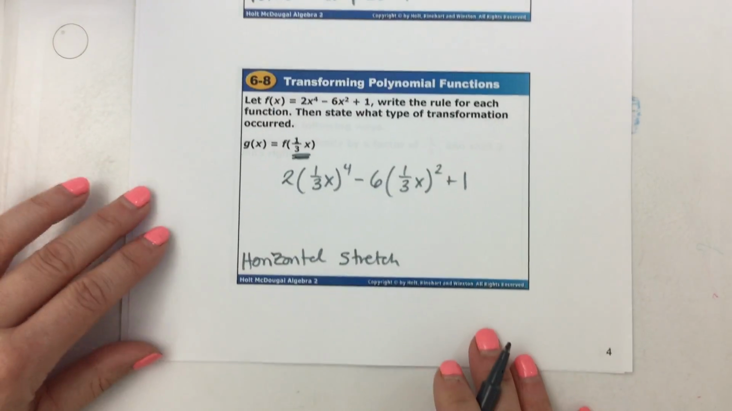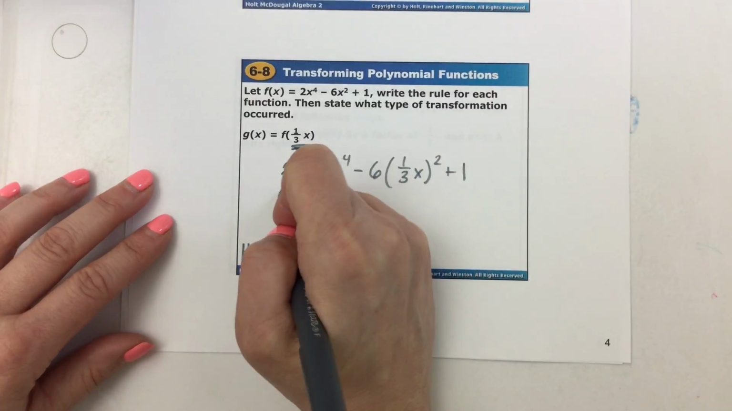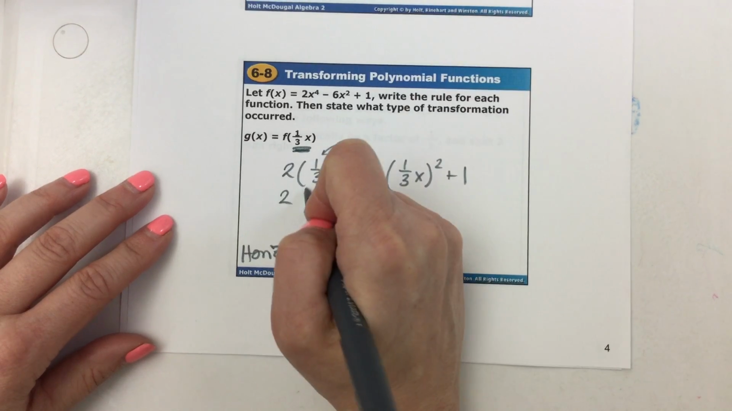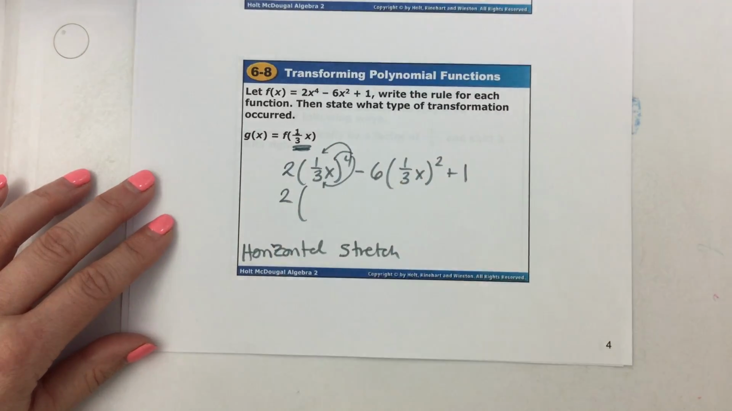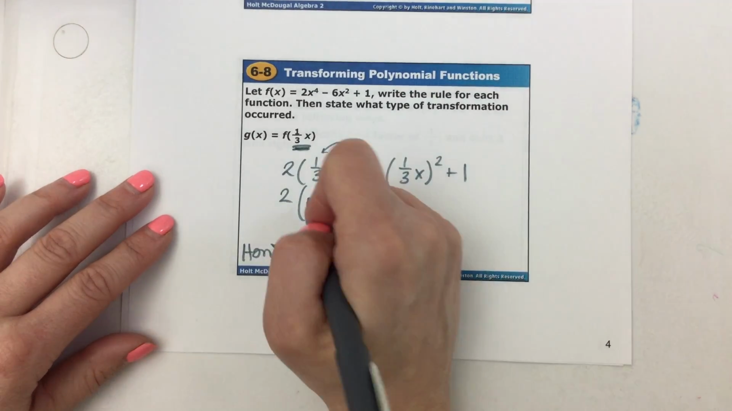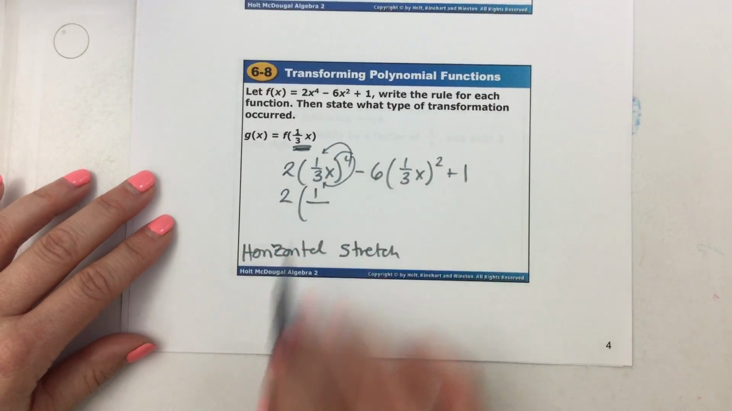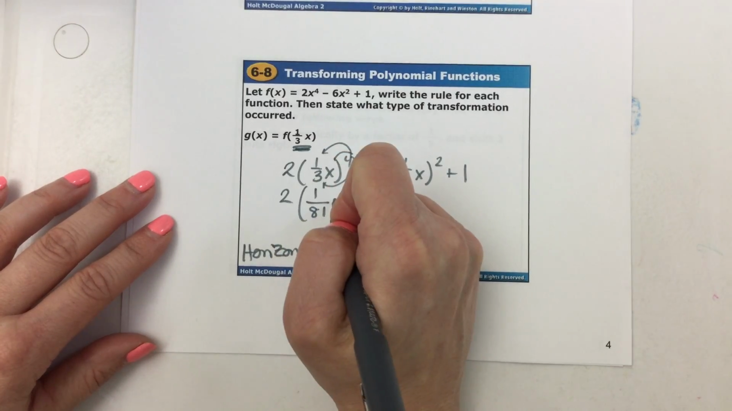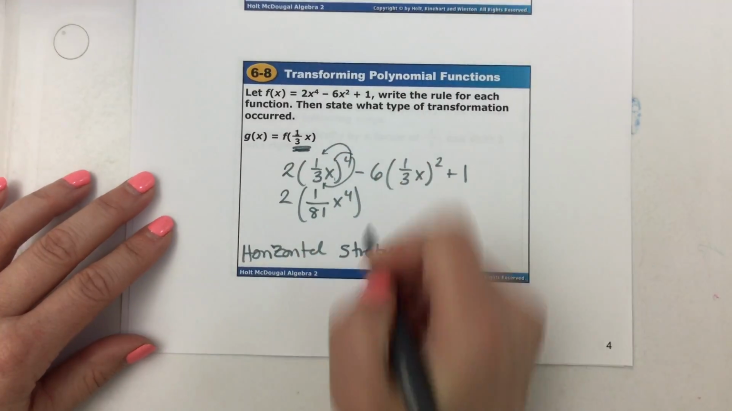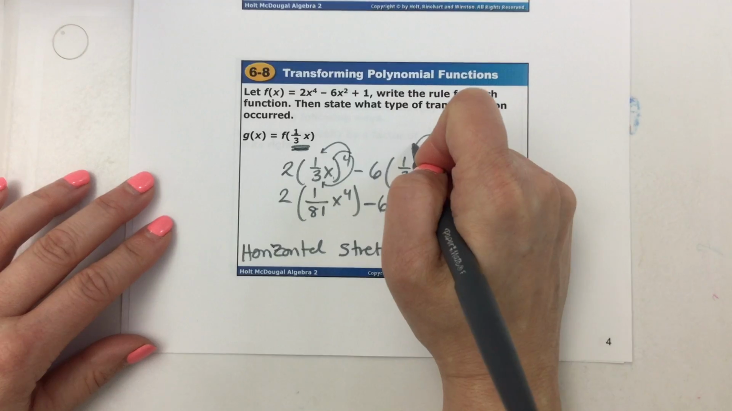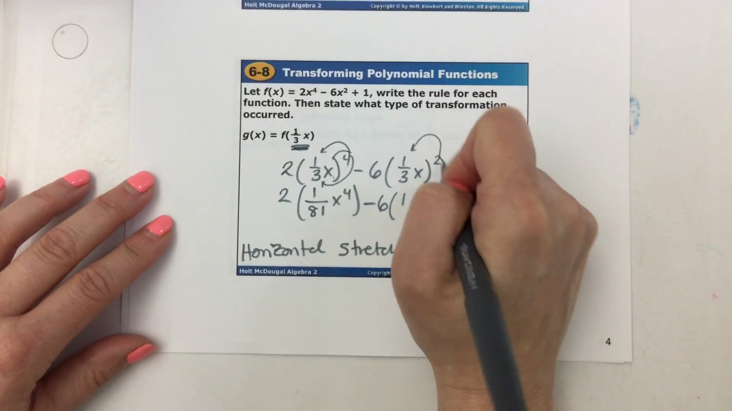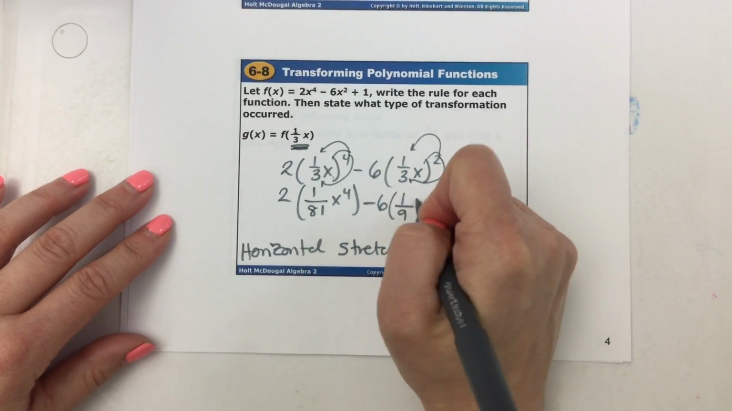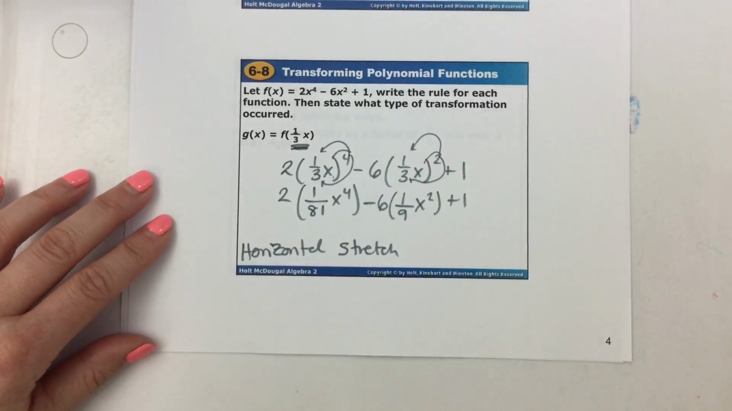Order of operations, we have to do the exponents first. Remember, when you have an exponent, it has to go to everything. So 1 to the power of 4, 1 times 1 times 1 times 1 is 1. 3 to the power of 4, 3 times 3 times 3 times 3 is 81. X also gets a power of 4, minus 6. 1 to the power of 2 is 1. 3 to the power of 2 is 9. X also gets a power of 2 plus 1.